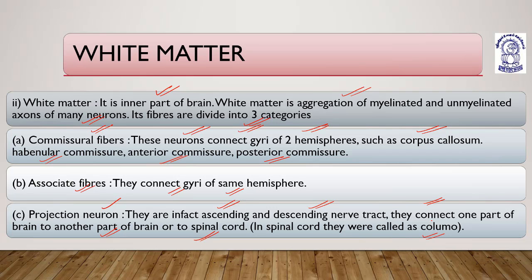Projection neurons are, in fact, ascending or descending nerve tracts. They connect one part of the brain to another part, or a part of the brain to the spinal cord. In the spinal cord, they are known as what? Columns.